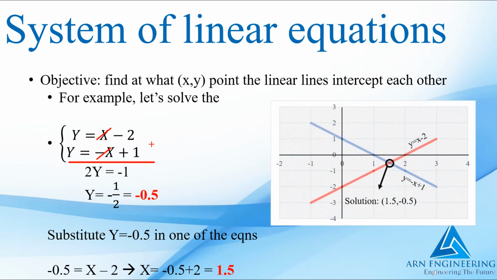Now let's look at the graph again, and as you can see, an x value of 1.5 and a y value of negative 0.5 makes sense, and they do represent the coordinates of the point at which the lines intercept each other.